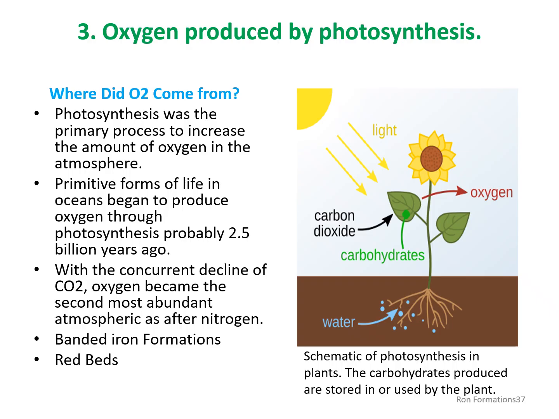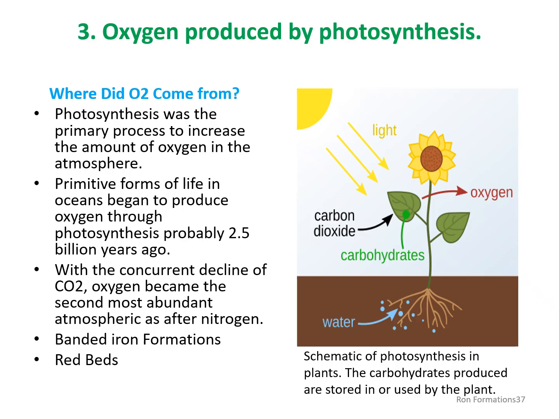Then how has the oxygen come about? This oxygen is produced by photosynthesis, and photosynthesis was the primary process to increase the amount of oxygen in the atmosphere. The primitive forms of life in the oceans began to produce oxygen through photosynthesis. This has probably occurred 2.5 billion years ago.